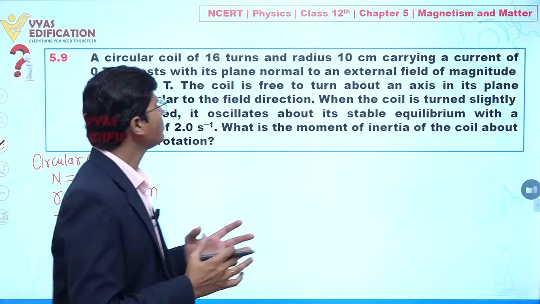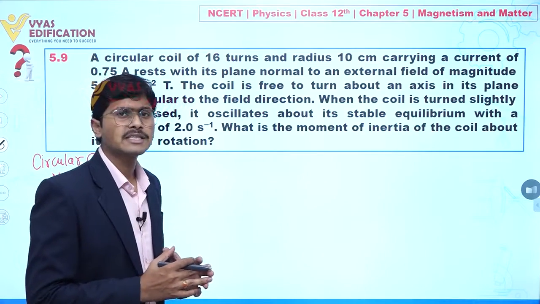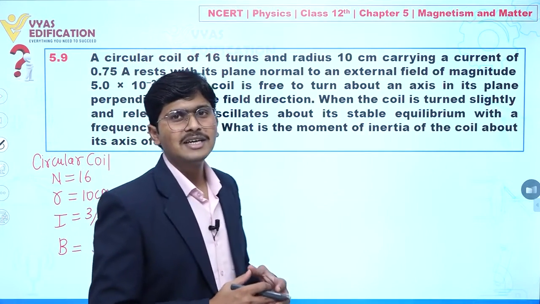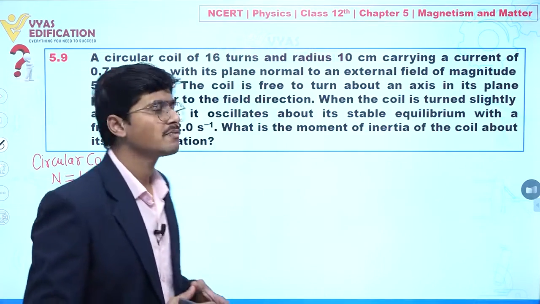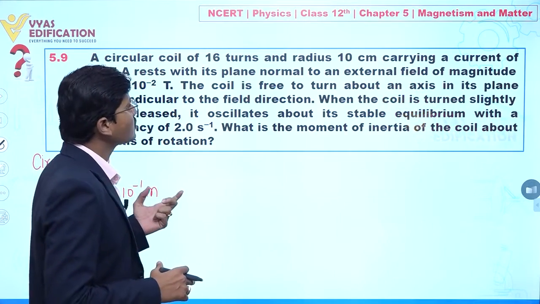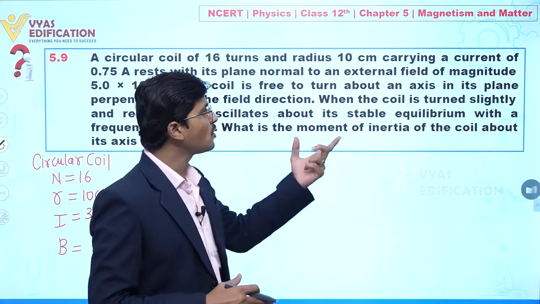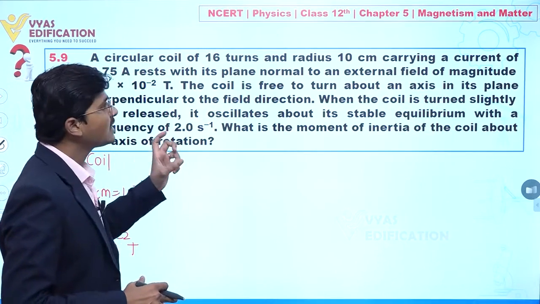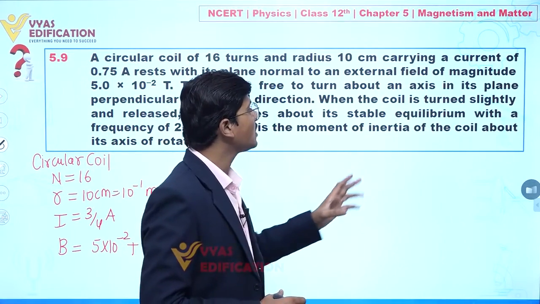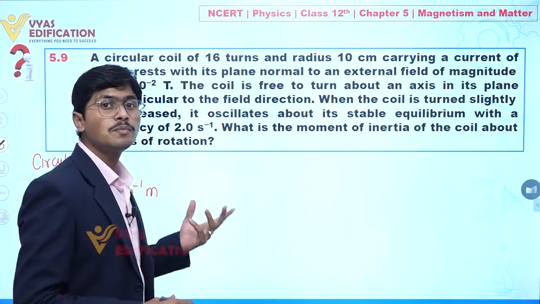Now this coil is free to turn about an axis in its plane perpendicular to field direction. Clear? It means we can say initially this coil is in stable equilibrium. Fine. And it is also given that when the coil is slightly turned and released, it oscillates about its stable equilibrium with the frequency of 2 per second.